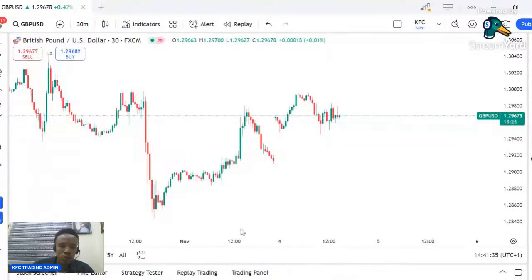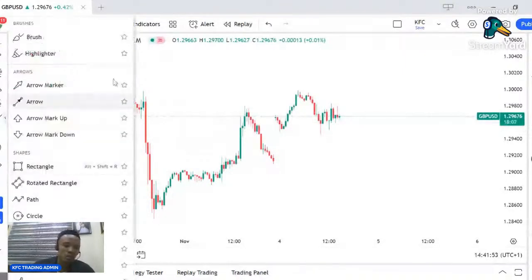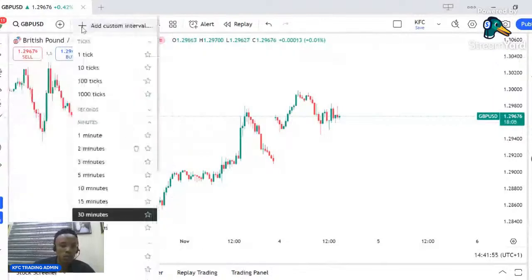Okay, so I was just saying, how do you come about your directional bias? It will depend on your strategy. I'm a liquidity trader, so I spot liquidity. And what is my liquidity? My liquidities are usually order blocks.